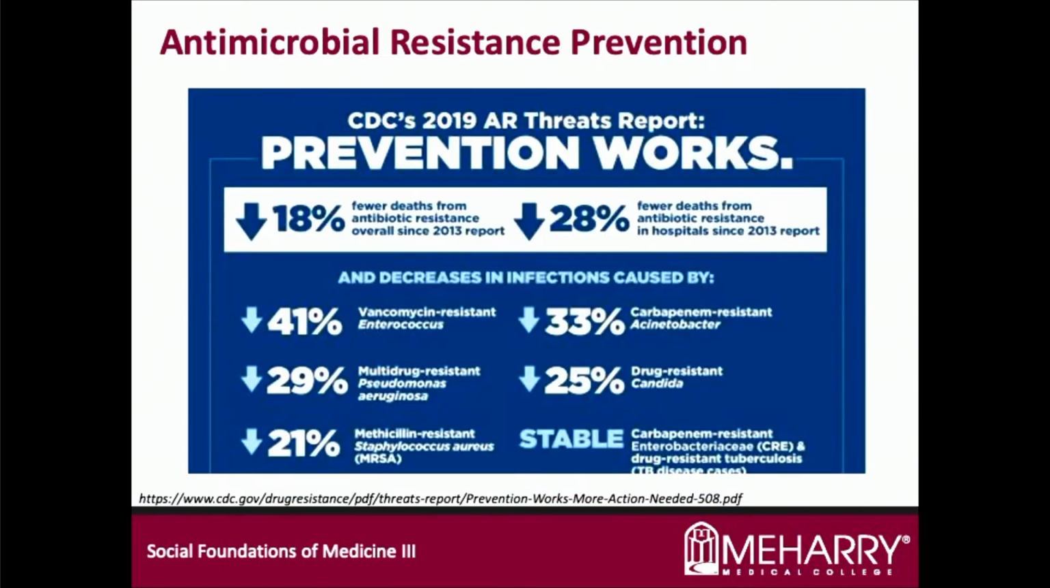So why would I bring it up if we're not going to be able to do anything about it? Here is showing some things that we've actually improved by paying more attention to it. The first major threat report was in 2013. Since then, if we look at our 2019 data, so this is pre-pandemic, we have had a reduction in deaths from these antibiotic resistant infections, both in the hospital and overall.